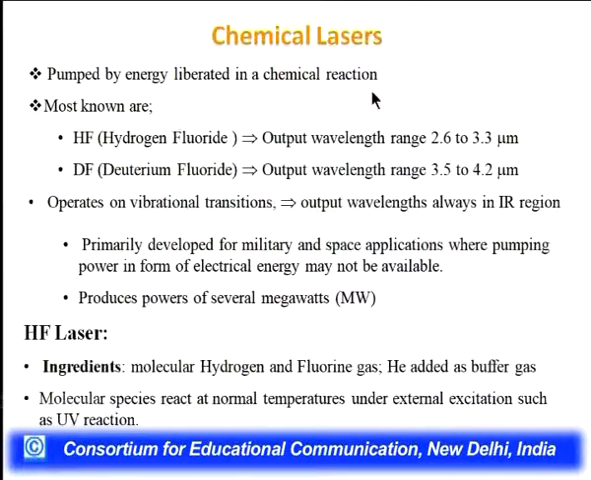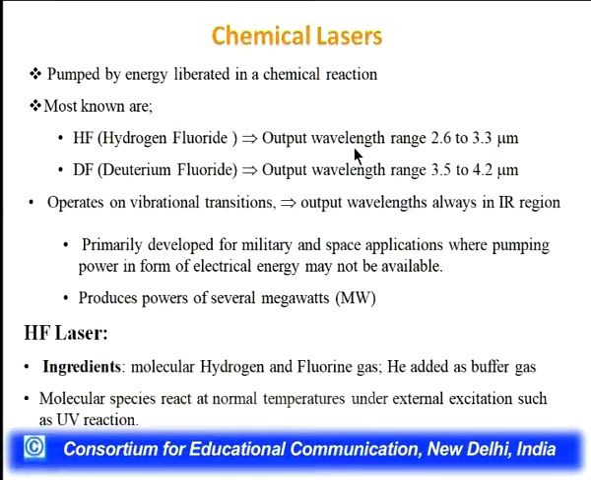What are chemical lasers? Chemical lasers are a part of the gas laser where we use pumping by the energy liberated in a chemical reaction. These are the type of laser where we use chemicals as an active medium, and these chemical lasers are pumped by the energy liberated in chemical reactions, and because of this we get more atoms and molecules excited. The most known are HF, hydrogen fluoride, and DF, deuterium fluoride.